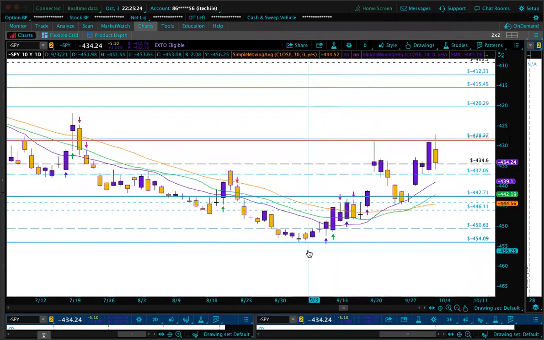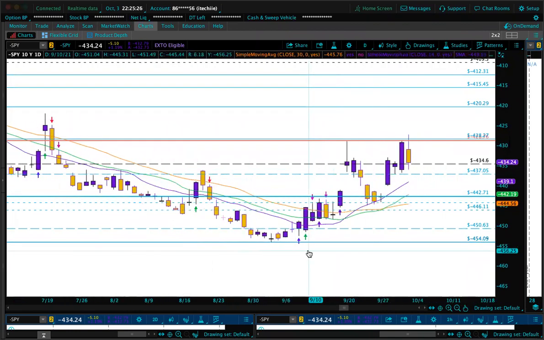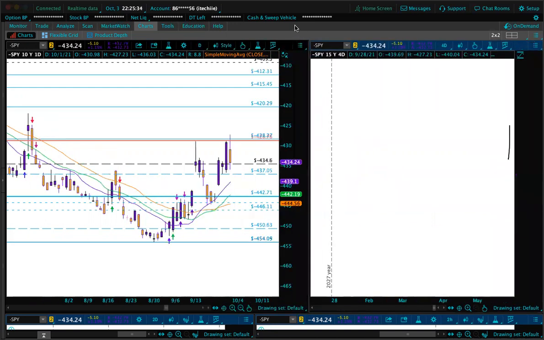But I like this cup and handle we're forming here. Breakout is 428.27. I don't want to talk you guys to death, but that's it for tonight. I'm stopping recording now.